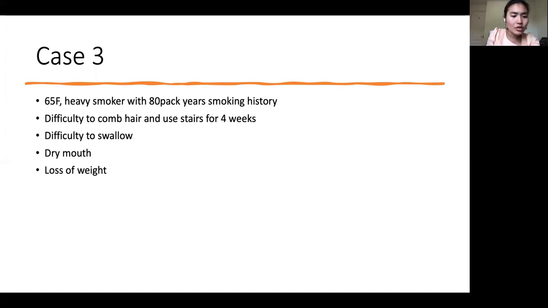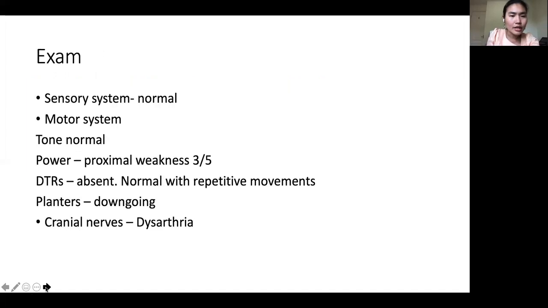So what are you going to do? When you see this patient, let's say in acute medical unit here, you're going to do examination. Sensory system examination, normal. Motor system examination, tone is normal. Muscle power, she has proximal weakness. So proximal weakness means shoulder weakness, adduction weakness, hip flexion, extension weakness. They're weak. Deep tendon reflexes were absent. When you do bicep jerk, it's absent.